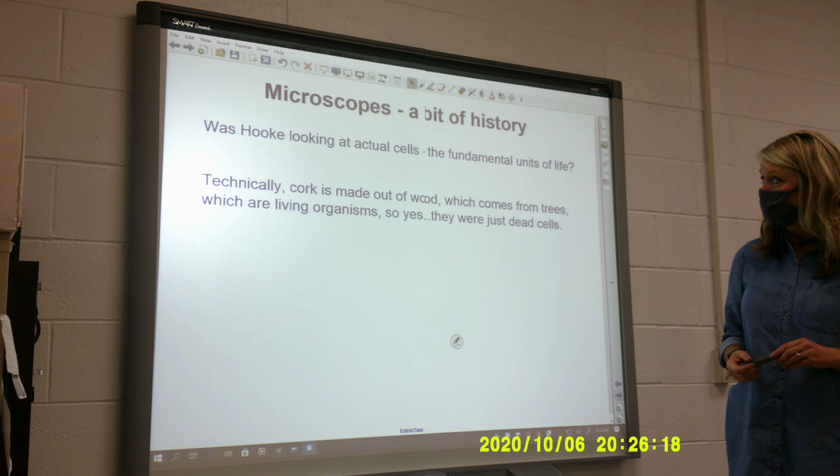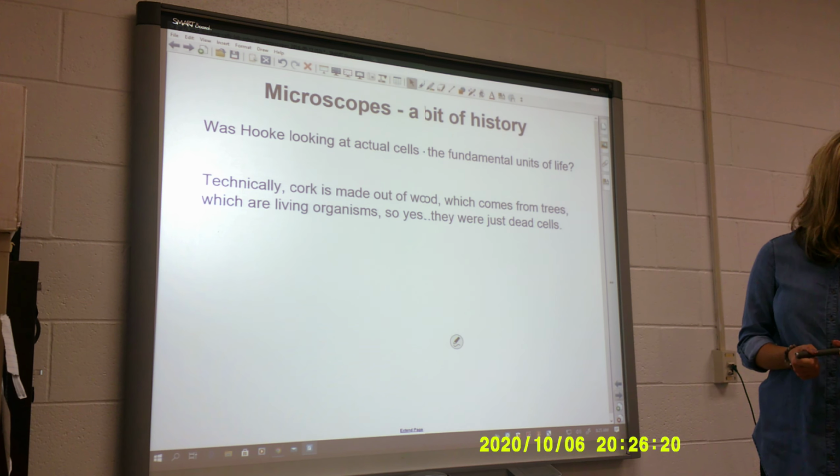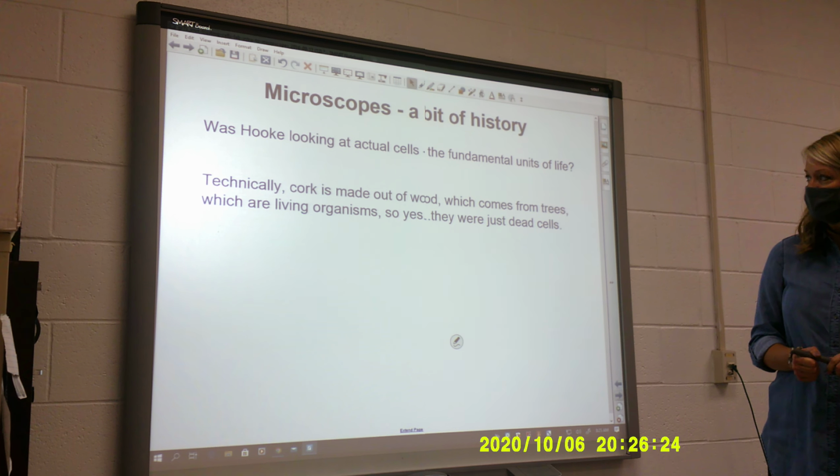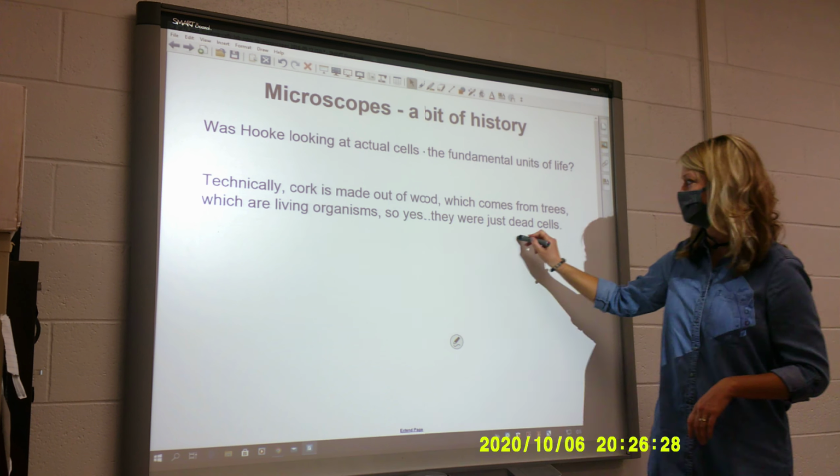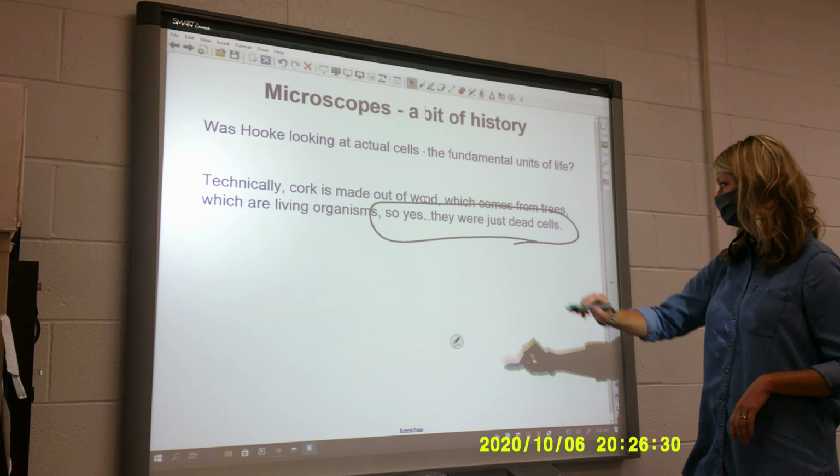Was Hooke looking at actual cells, the fundamental units of life? Was he? Yes. Technically, cork is made out of wood, which comes from trees, which are living things. So yes, they were just dead cells.